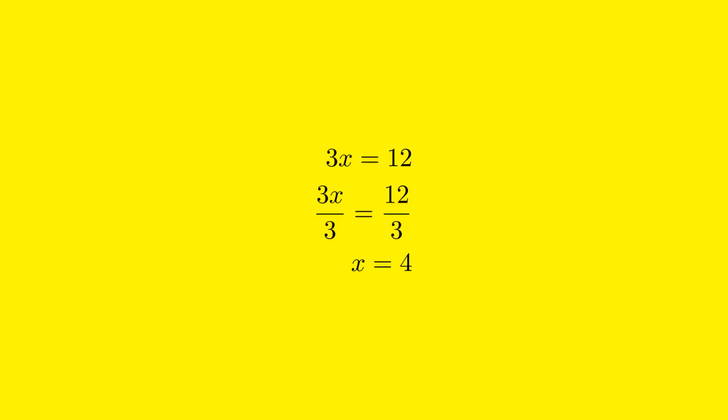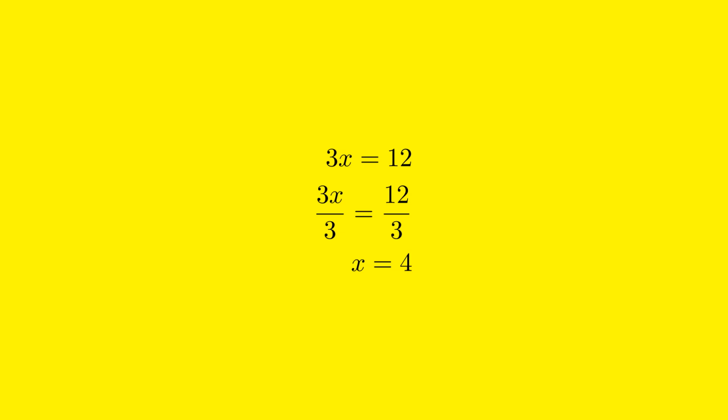Step 2. Now that we have the equation 3x equals 12, our next goal is to isolate x. The equation is telling us that 3 times x equals 12. To get x by itself, we need to undo the multiplication by 3. In arithmetic, the way to undo multiplication is by using division. So we will divide both sides of the equation by 3. Just like subtracting the same number from both sides keeps the equation balanced, dividing both sides by the same number keeps it balanced as well.